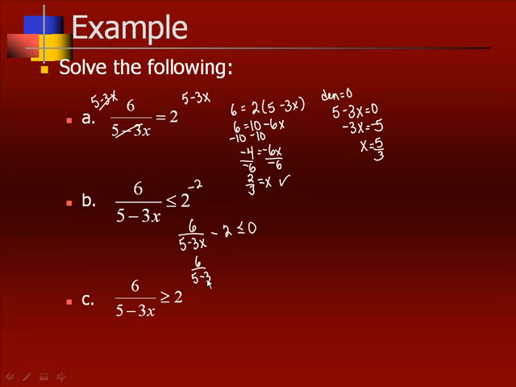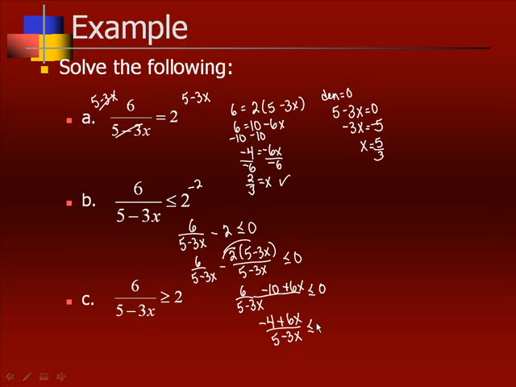which would give us 6 over 5 minus 3x minus 2 times 5 minus 3x over 5 minus 3x is less than or equal to 0, which would give us 6 over 5 minus 3x. Now if we distribute this negative 2, that would be minus 10 plus 6x over 5 minus 3x, which would give us negative 4 plus 6x over 5 minus 3x. And these are all less than or equal to 0.